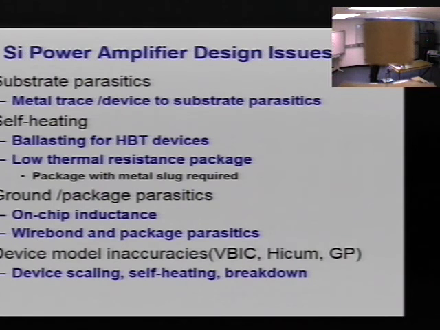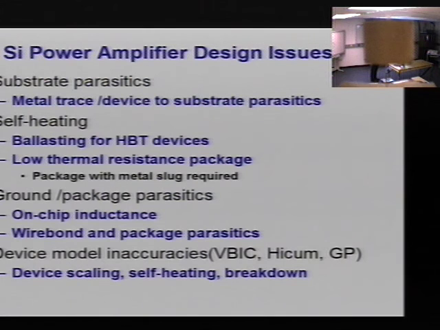Yes. Why do you need the metal slug at the silicon and don't need it at the gallium arsenide? Shouldn't that be, if you have a high efficient device, shouldn't it be cooler than the other? Yeah, no, it's not. Silicon right now is not as highly efficient, but even gallium arsenide also uses one. Gallium arsenide has a relatively higher thermal resistance for its substrate, and they also use a metal slug.